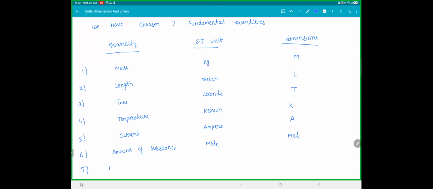This is for brightness. You will not see this in physics, 11th and 12th. The first 5 are what we are actually more interested in. Mole, you will see in chemistry. We will see a little bit of that in thermodynamics, but this candela, cd, you'll never see anywhere. The first 3 quantities deal with mechanics. Kelvin is for thermodynamics. Ampere is for the entire electromagnetism.